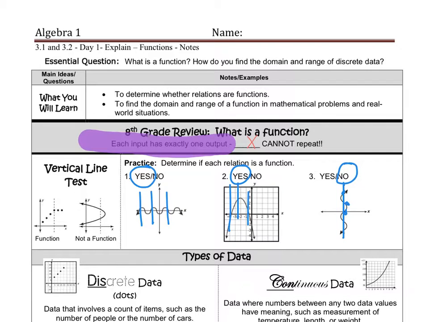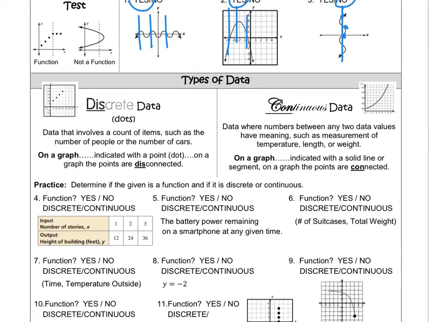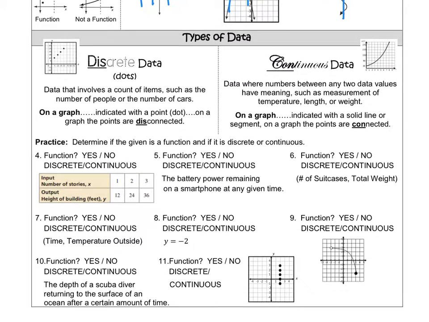Okay, so those are pretty straightforward. Hopefully everything went fine on that. Now let's talk about the two different kinds of data. There is discrete data and continuous data. And the way we describe our data is different depending on if we're dealing with discrete or if we're dealing with continuous. So one of the ways to remember discrete is discrete involves items that you can count.